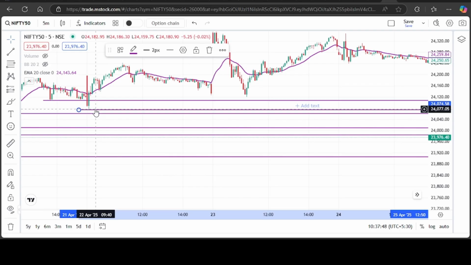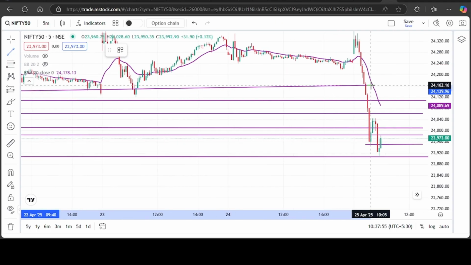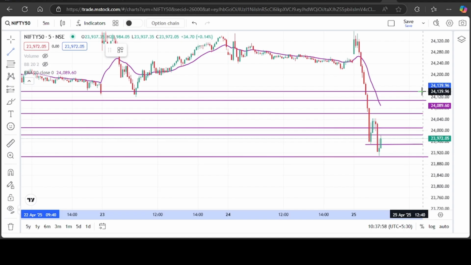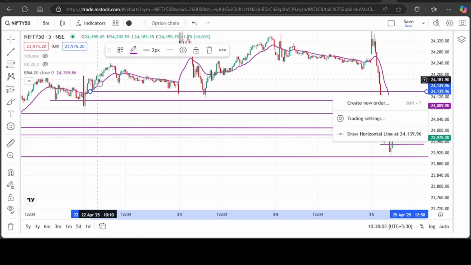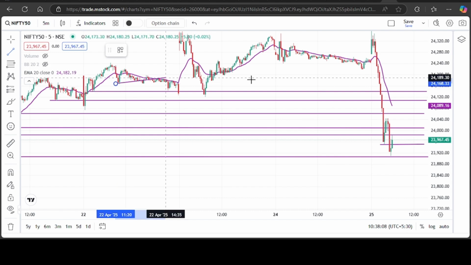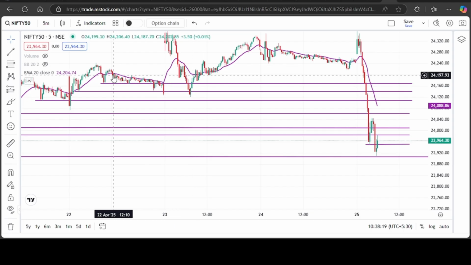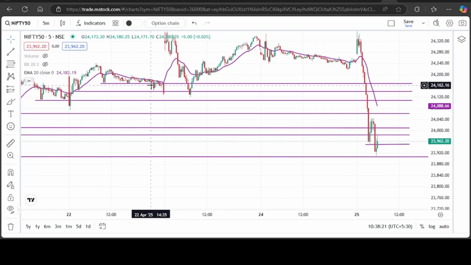But the remaining pullbacks, let's say this is the first pullback of 22nd. I will mark this. This is another pullback. I will mark this. And then there were no significant pullbacks here. It was just down, down, down, down. And here it ended.